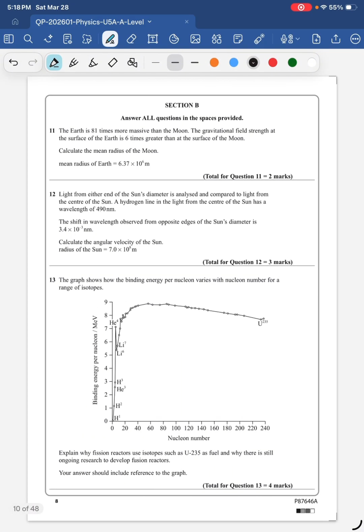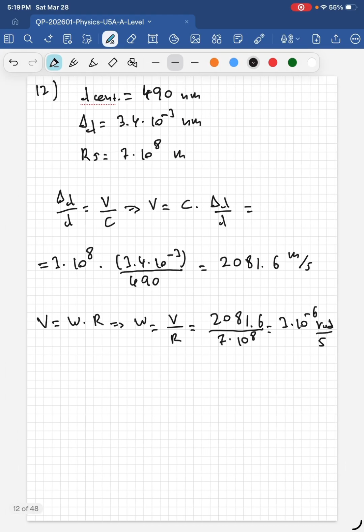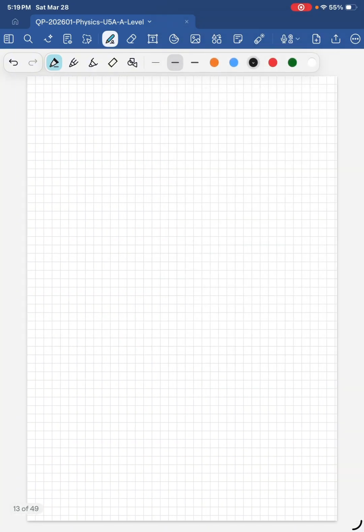Now again, this awkward thing of going back and forth. So question 13, it's a 4-mark question. The graph shows how the binding energy per nucleon varies with nucleon number for a range of isotopes. Explain why fission reactors use isotopes such as uranium-235 as fuel and why there is still ongoing research to develop fusion reactors. Your answer should include reference to the graph. This is kind of like an open-ended question. It's a little bit of a weird question, but let's start. So this is question 13.